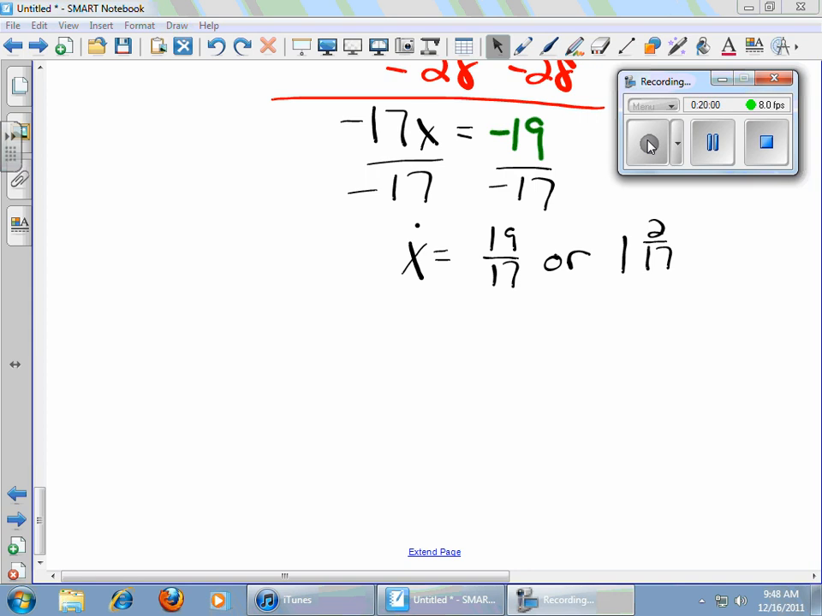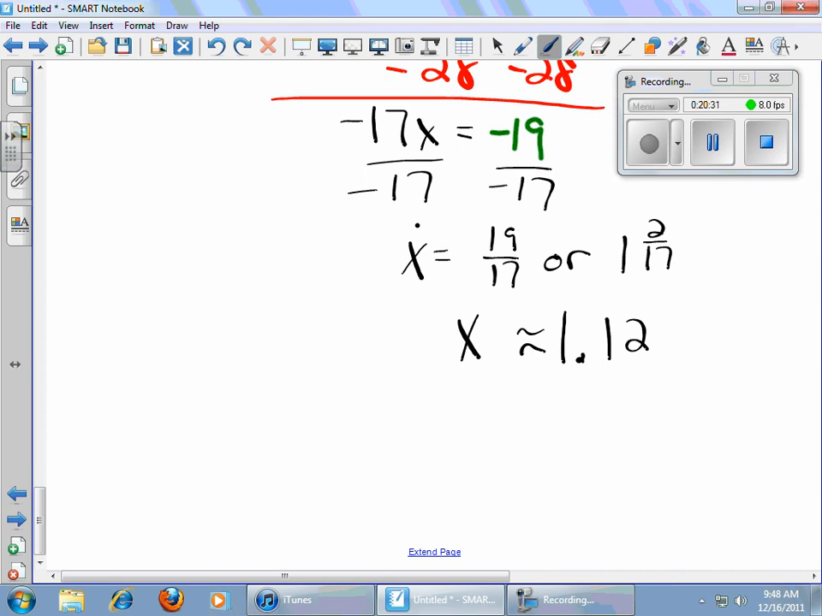And I know that it's going to be approximately 1.12. That's close enough. We'll go to the hundredths place. Now, of course, that will affect my answer a little bit because I rounded. It's like 0.1176, and the thing goes on for a little bit longer than that. So it's going to affect my answer, but that is my x value, okay?